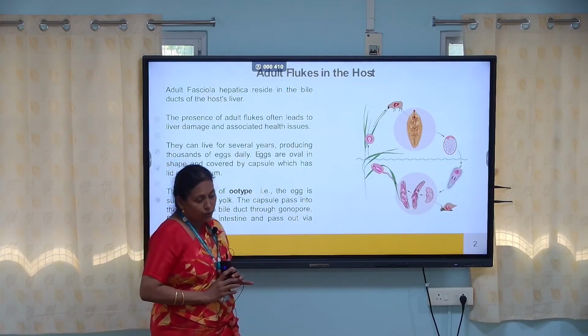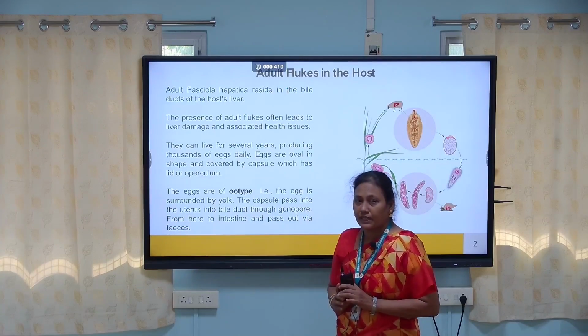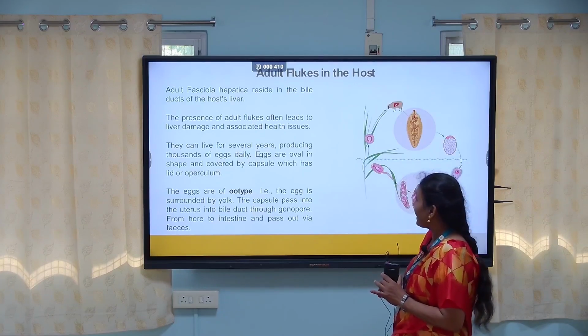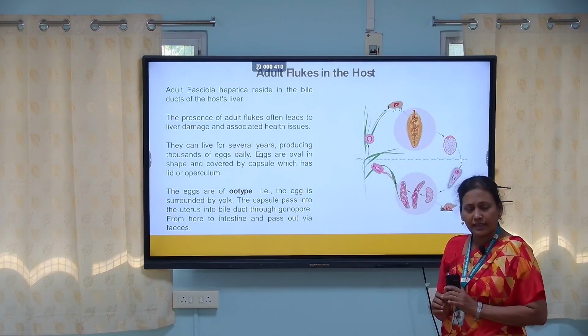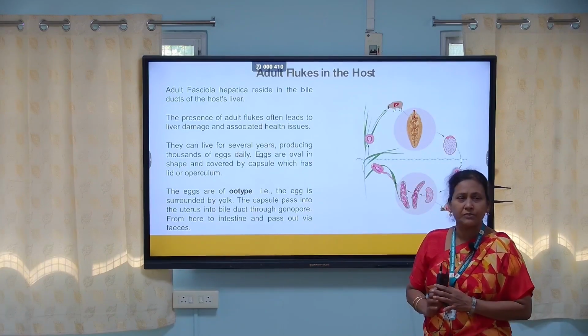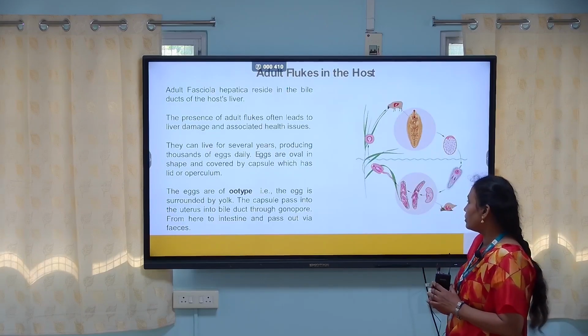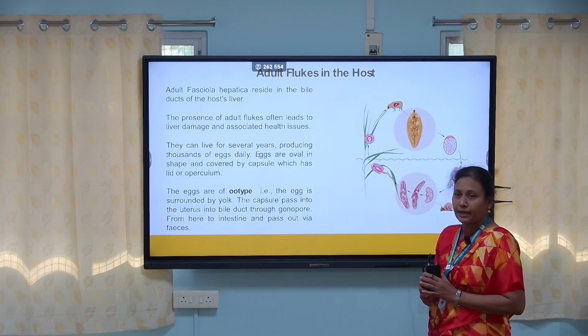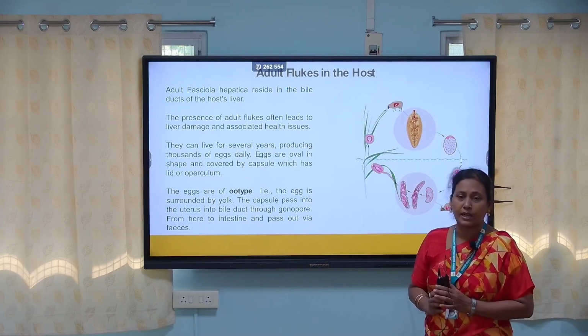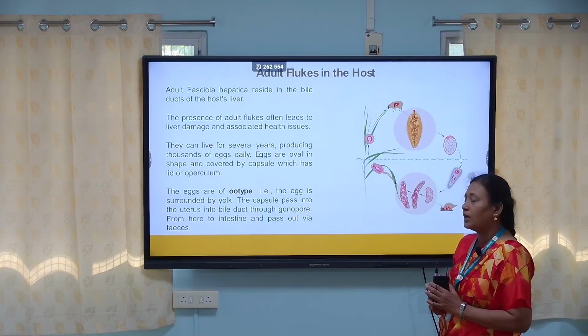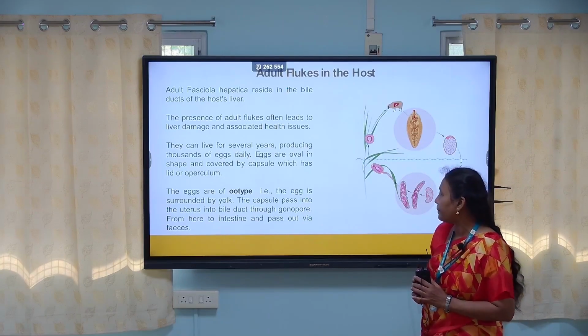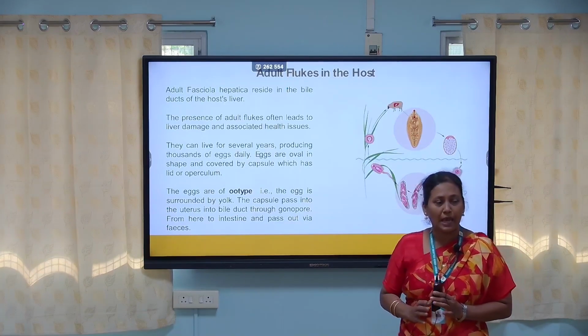For the adult fluke, the life cycle begins with the host. We have the eggs. For any organism, the life cycle begins with the egg. These eggs are operculate, that means the egg is surrounded by yolk and covered by a capsule.